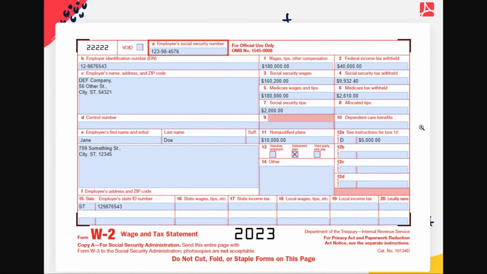Let's move on to other compensation and deduction, which is box 11. Box 11, non-qualified plans. The amount distributed to you from non-qualified deferred compensation plan that you will need to report. In this example, it is $10,000. Box 12 will have some codes. You can see the instruction for box 12 and I'll go into it.